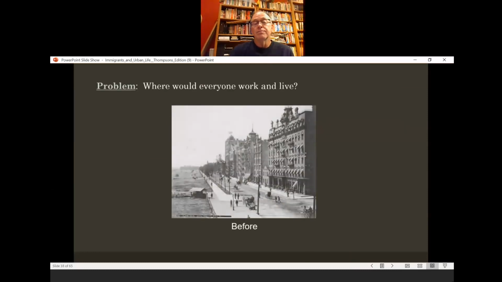Okay, so here's problem number one. Where would everyone work and live? This is a before picture before it was solved. And you will see that buildings, and there's very little space where there's not a building. And this is Chicago. You can see that the buildings are about 4 or 5 stories usually, sometimes 6, but that's about as high as buildings go.